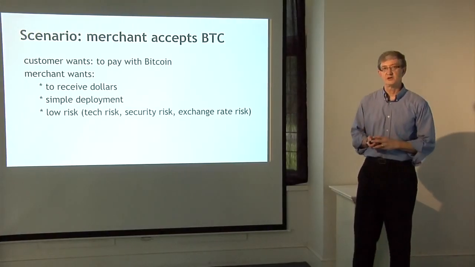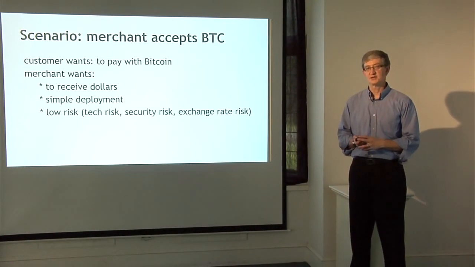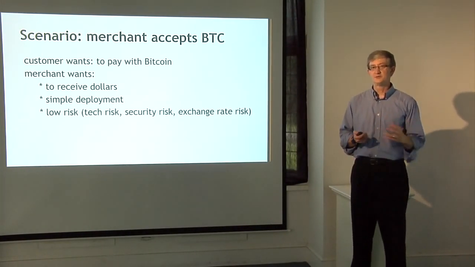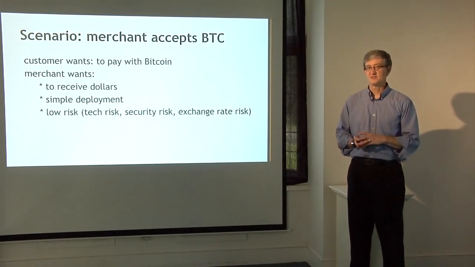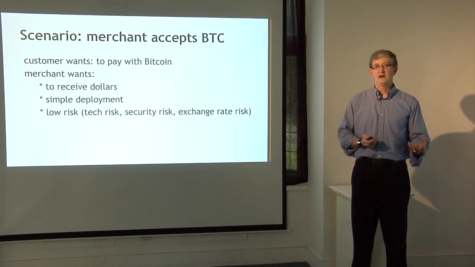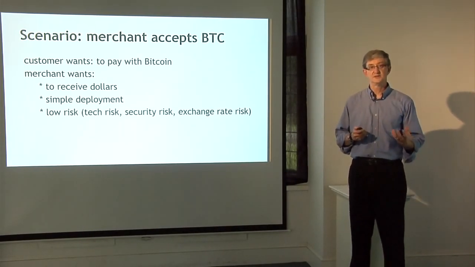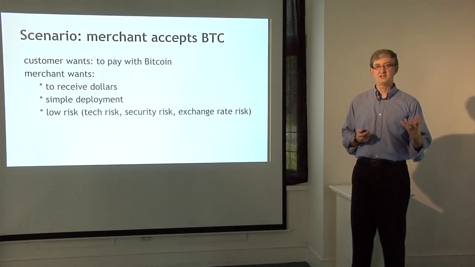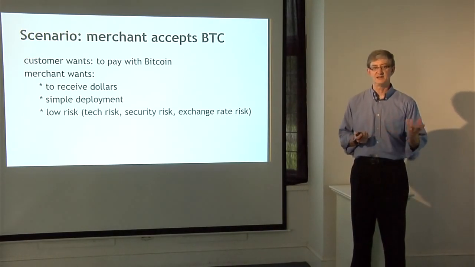So the scenario here is that we have a merchant. Maybe it's an online seller of some kind of goods or services. Maybe it's a local retail merchant, and they want to be able to receive payments in Bitcoins. Now, the reason they want to be able to receive payments in Bitcoins, let's say, is not that the merchant is so excited about Bitcoins, but simply because their customers want to be able to pay in Bitcoins. What the merchant wants is to receive dollars or local fiat currency, whatever that is, at the end of the day.